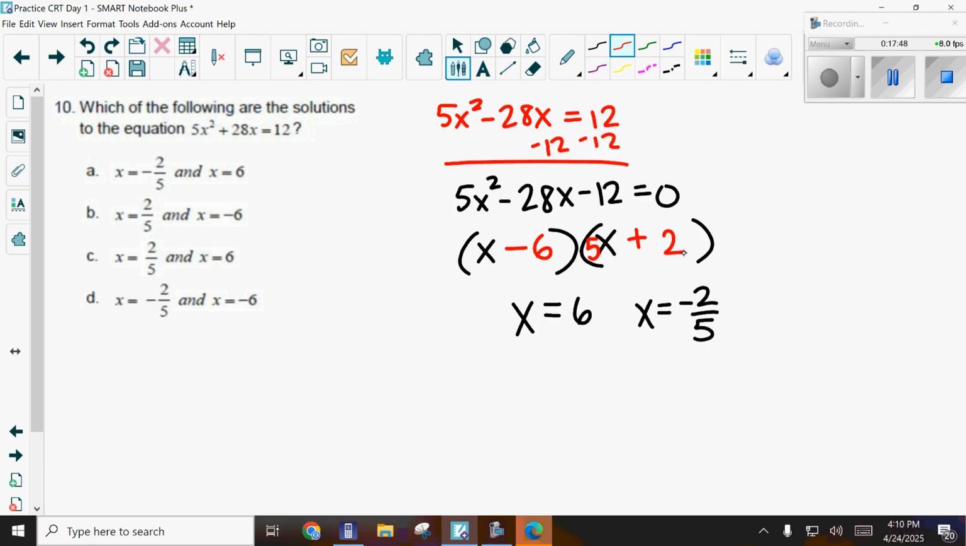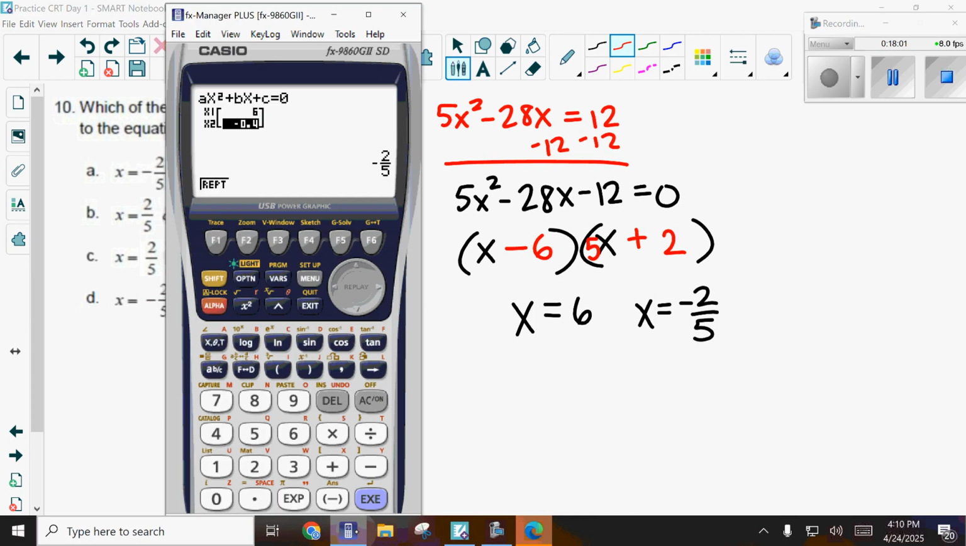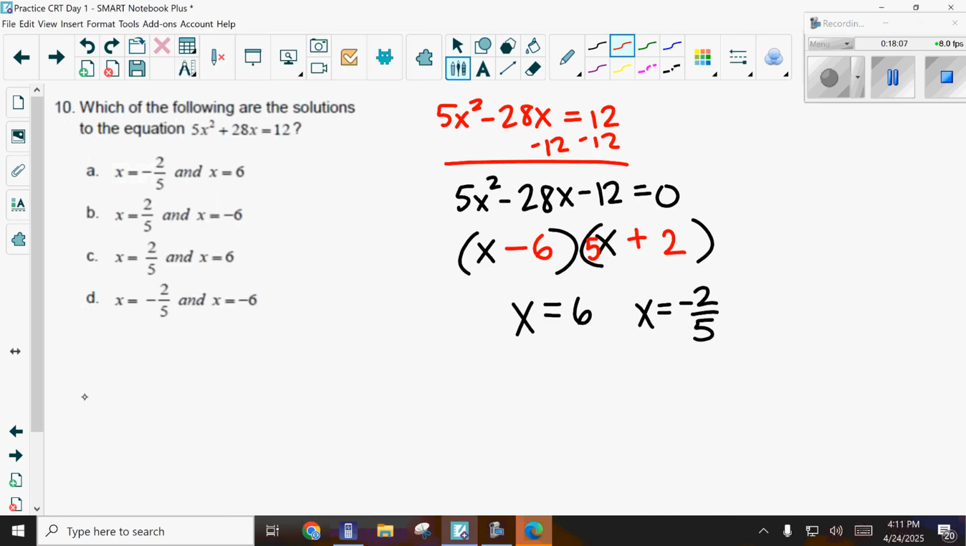So number 10 should be, where am I looking at? Hang on a second. Let me just double check my work real quick just to make sure. Number 10, I believe, should be choice. Hold on a second. I want to make sure I got this right in the calculator. So that gave me the negative, so that gives me a positive. Yeah. So I got x equals negative 2/5 and x equals 6. So it looks like choice A is the answer.